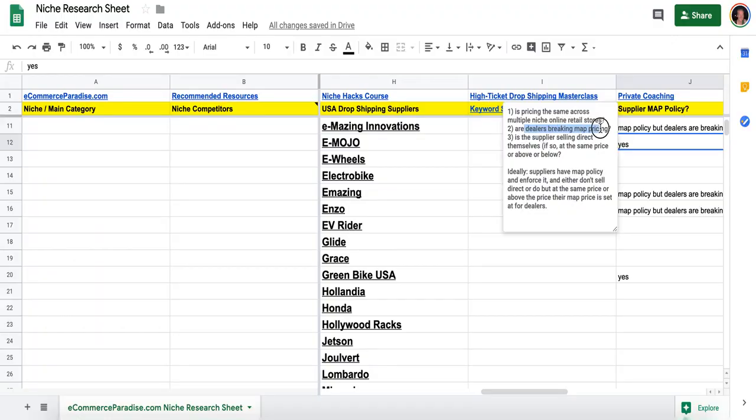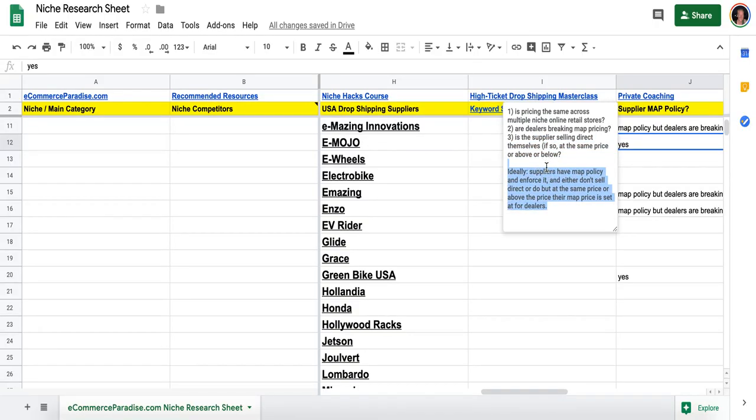Are the dealers themselves breaking map pricing, and is the supplier selling direct themselves? If so, are they at the same price, above, or below? If they are selling direct, that's not ideal. If they aren't, that's ideal. But if they are, and they're selling at the same price or above, that's fine. That's not a big deal because you can offer bonus offers. But if they're selling below, that's really hard to compete with your own supplier.